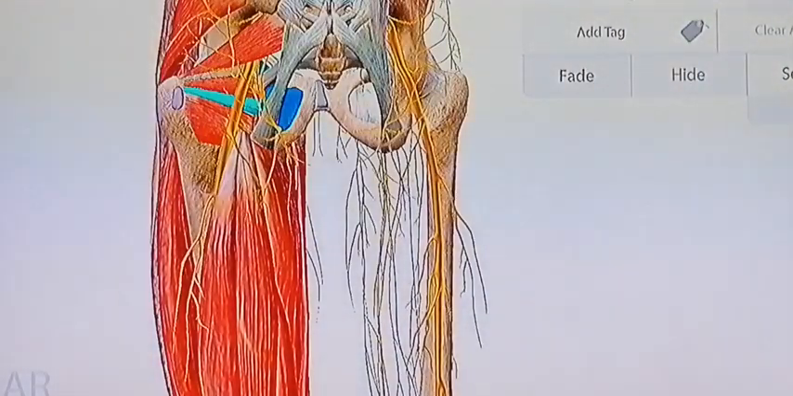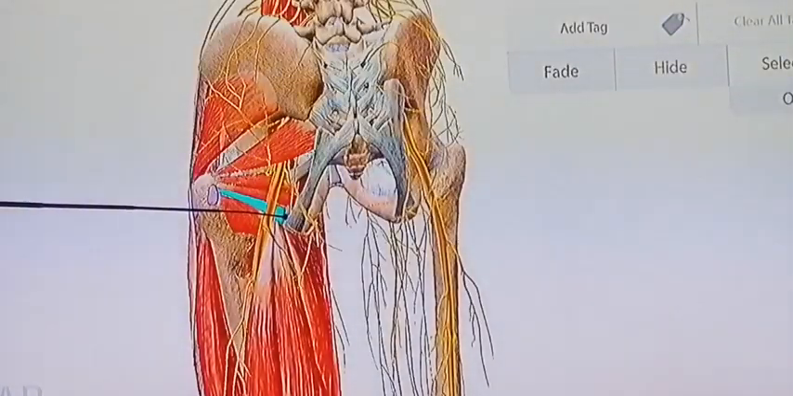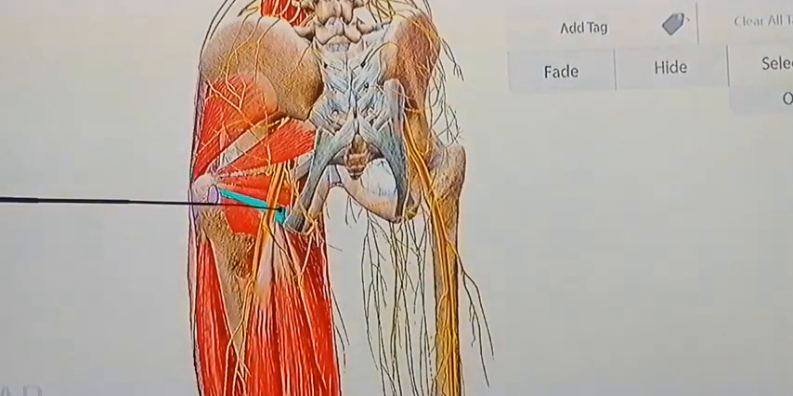The fourth muscle is the inferior gemellus muscle. Its origin is from the ischial tuberosity and it passes through the lesser sciatic foramen, with insertion to the greater trochanter.